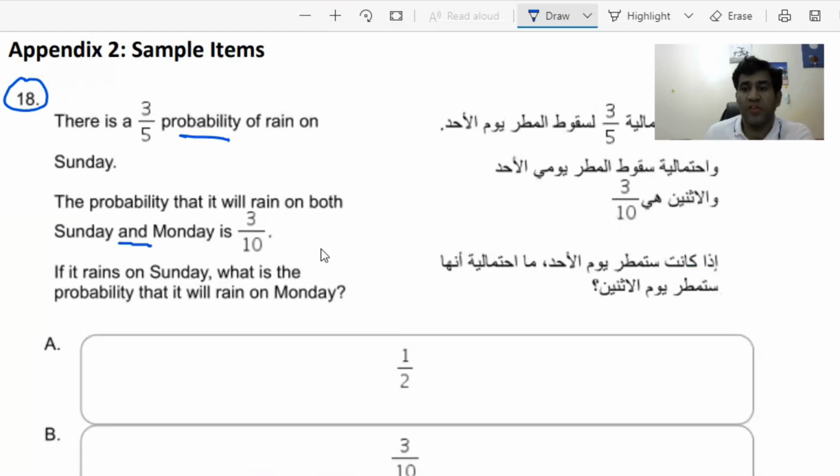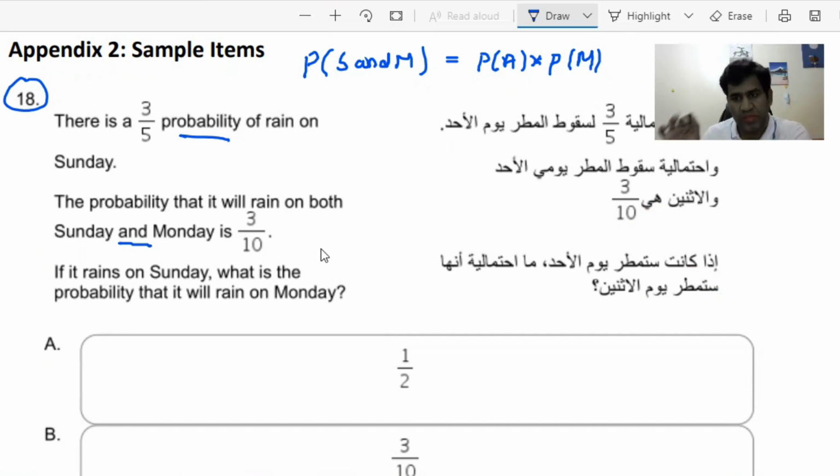So remember, whenever there is an 'and', I can write it as probability of Sunday and Monday. The probability of Sunday and Monday can be written as probability of Sunday times probability of Monday. And they are asking us the probability of raining on Monday. Whenever there is an 'and', you have to multiply the probabilities. And whenever there is an 'or', it might be like, what is the probability that it will rain on Sunday or Monday? I'm just telling you this is not relevant to the question I'm solving here, but you might get this one.